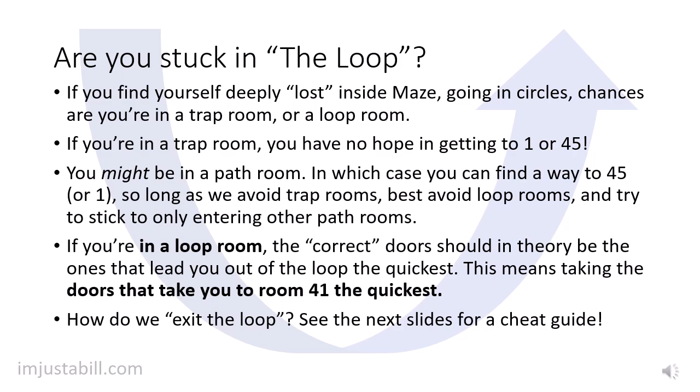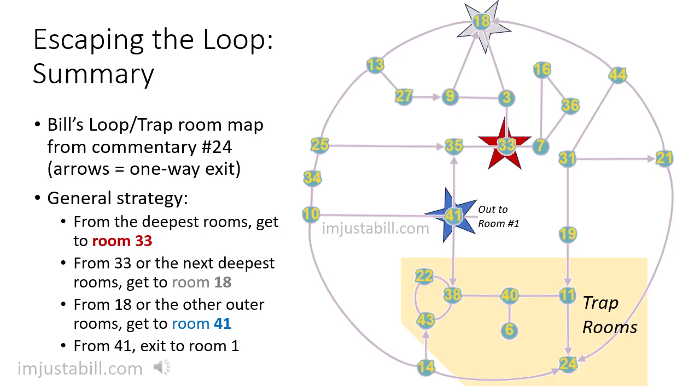So how do we do this? How do we exit the loop? Well, I'm going to give you some cheat sheets on the next couple of slides. In the previous commentary number 24, I offered this map that I made of the loop rooms plus the trap rooms. The general strategy for getting out, I would say, is this. If you're in the innermost rooms, you want to get to room 33. I have that marked with a red star. If you're in the next deepest rooms, you want to make your way out to room 18. That's the gray star. And then finally from there is a path to get to room 41.